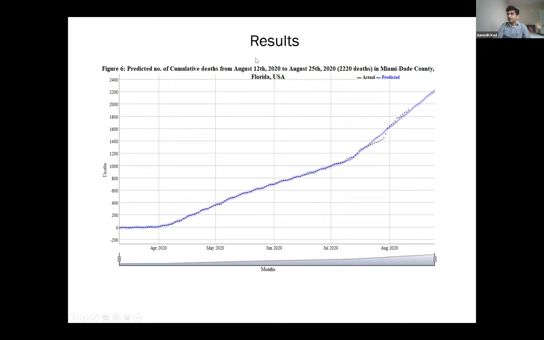Figure six represents the number of cumulative deaths. Similar to figure five, we have the black dotted lines, which are the cumulative deaths, and the blue line is what we predicted. So 2020 deaths were predicted cumulatively by August 25th.